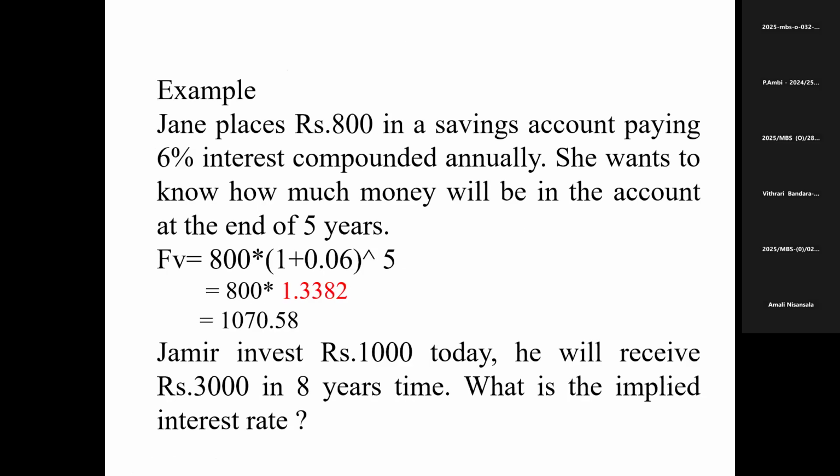So here, Jamir invests 1,000 rupees today. He will receive 3,000 in 8 years of time. What is the implied interest rate? At which rate of interest in 8 years of time does this 1,000 rupees convert into 3,000? Can you try yourself and find the answer? I will give you maybe 3 minutes of time. Can you try and update the answer in the chat box?